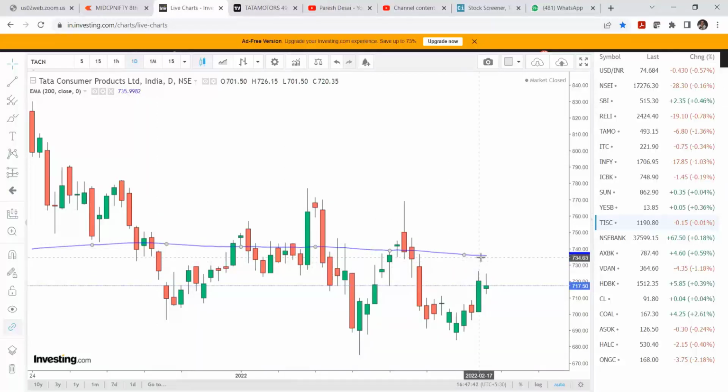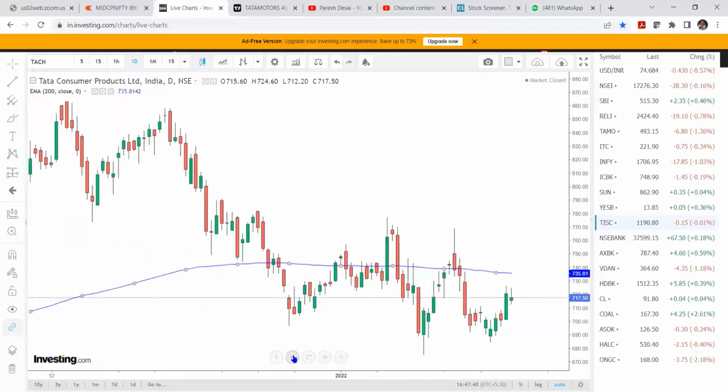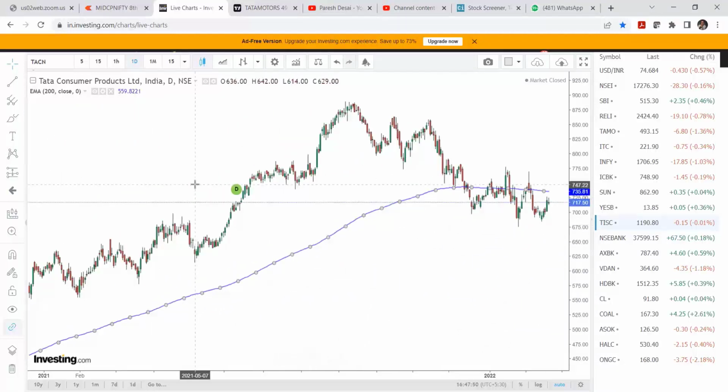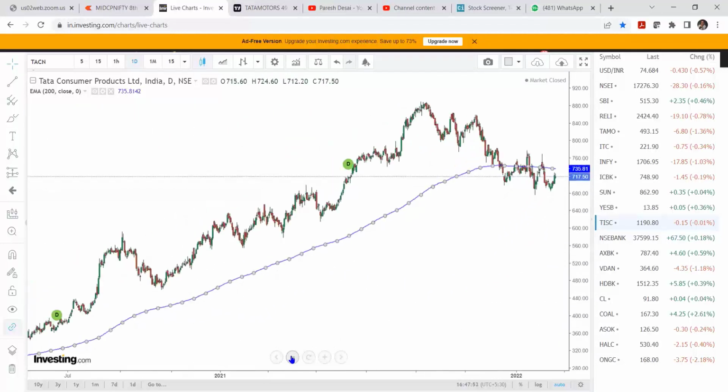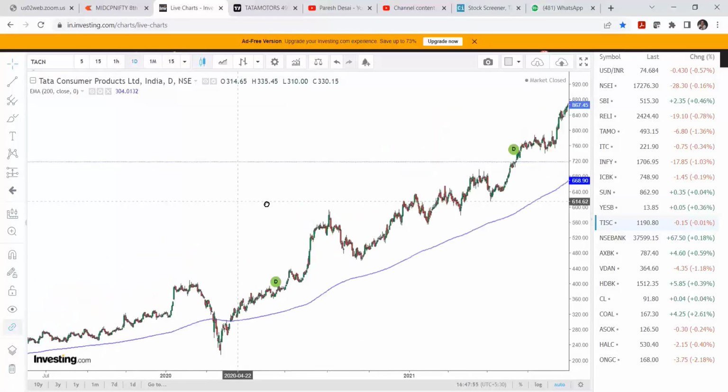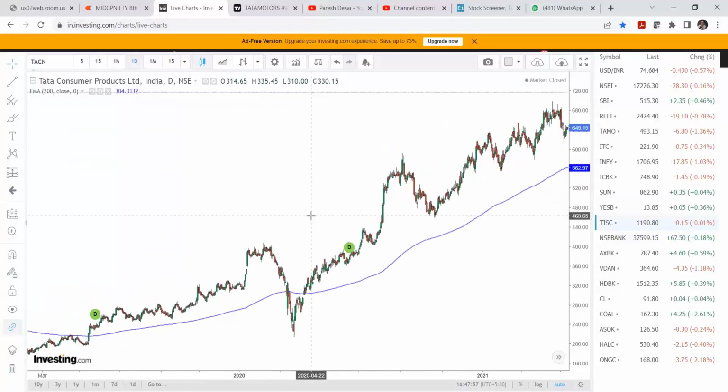So many stocks, many good stocks, have come below the 200-day moving average. Let us see which are these stocks. I'll be showing you which are these stocks. Now the 200-day moving average is considered a very good support, that is, it is held as a good last support.